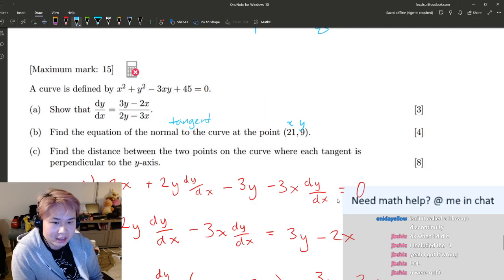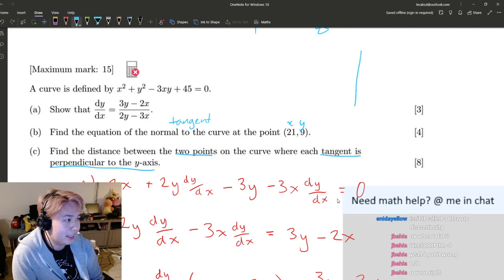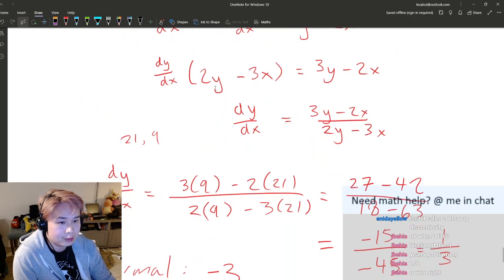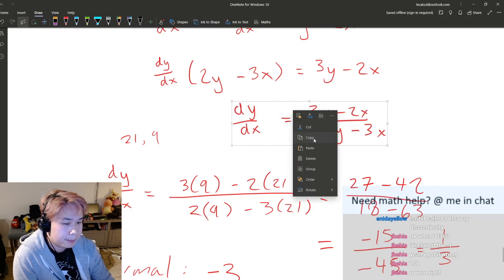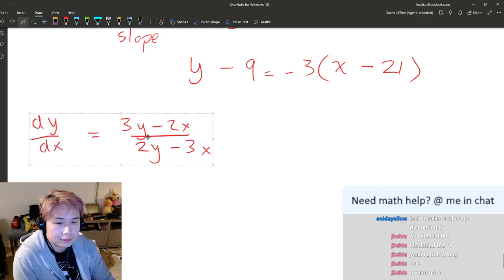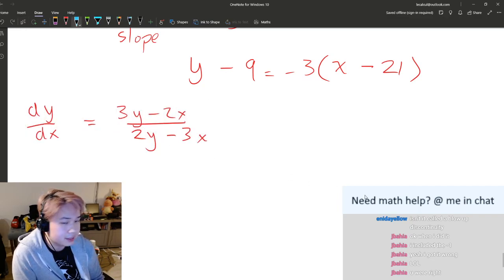Okay, let's see. So we need to find 2 points. And where those points are is where the tangent is perpendicular to the y-axis. So the y-axis is vertical, and then any lines that are perpendicular to this are horizontal. And if their tangent is horizontal, then that means that the derivative is 0. So essentially, what we're going to do is we're going to solve this for 0.